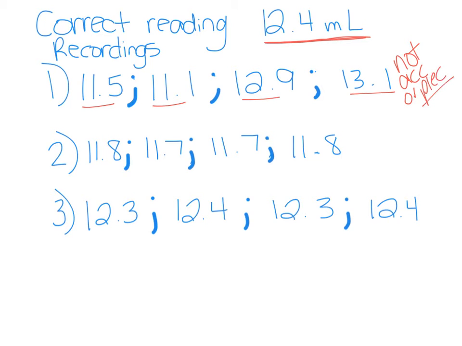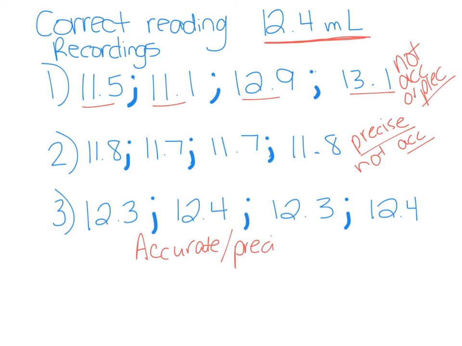The next time, we get readings that are all similar to each other, but we're not exactly on target. So we're going to say that for this one, we're precise, but we're not being accurate. And then finally, the last one, you should have said that you were both accurate and precise. All of the readings are similar to each other, and all of them are pretty much on target with what we're looking for. So the third time, you would have been both accurate and precise.